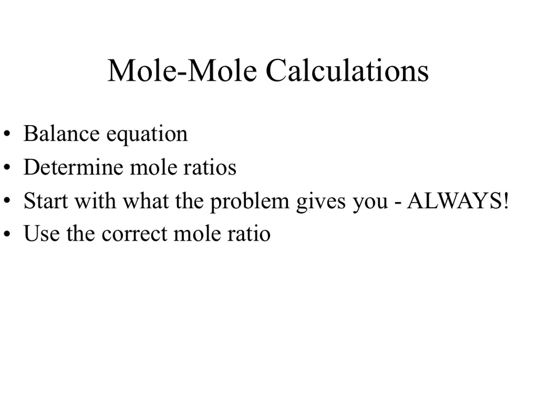So to do a mole to mole calculation, first we need to balance our equation if it's not already balanced for us. We're going to determine our mole ratio, our unknown on the top, our known on the bottom. We're going to start the problem with what we're given. So this is our known. What do we know about the problem? What is the reactant or product that it's telling us about? And we're going to use the correct mole ratio in order to do this.